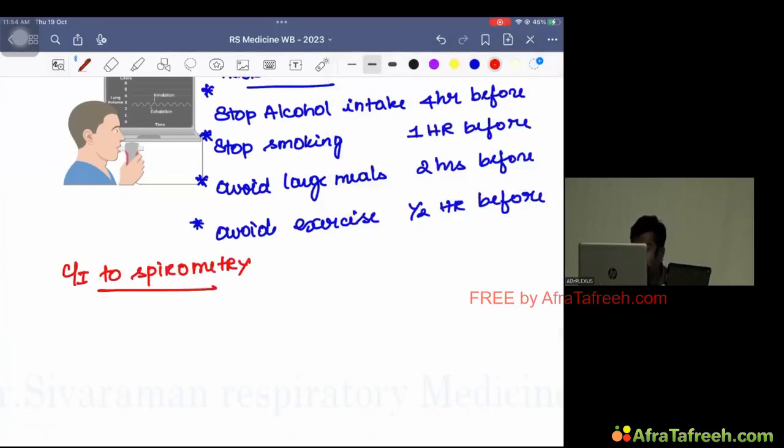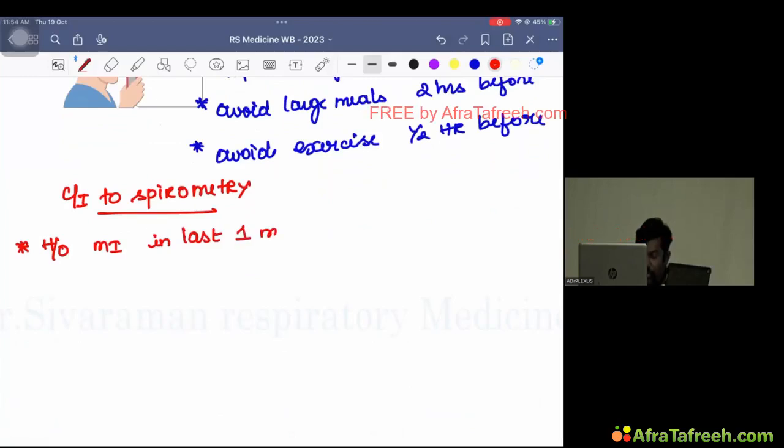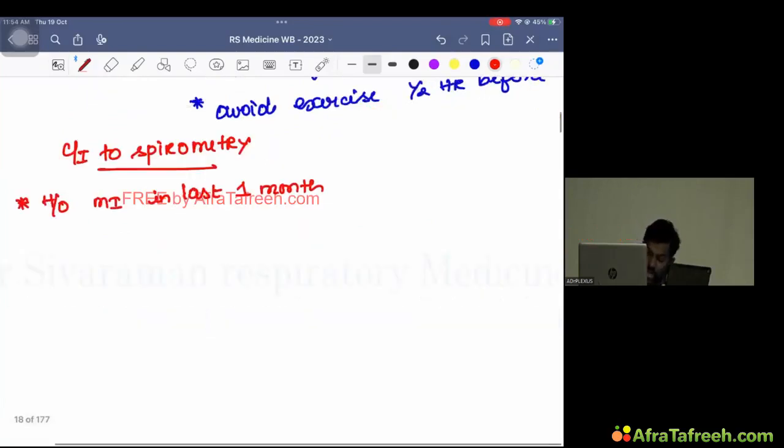So what contraindications are there before going for spirometry? Whenever a patient has a history of MI in the last 1 month, it is contraindicated, because if you have an MI and you forcefully blow, what will happen? It is going to increase the intrathoracic pressure and the work of your heart is going to increase. So that has to be taken care of.